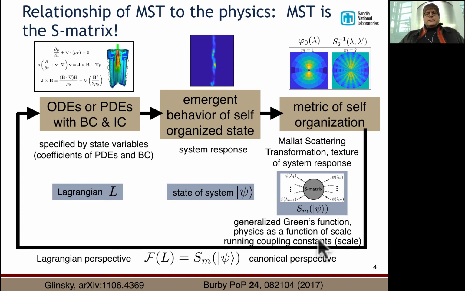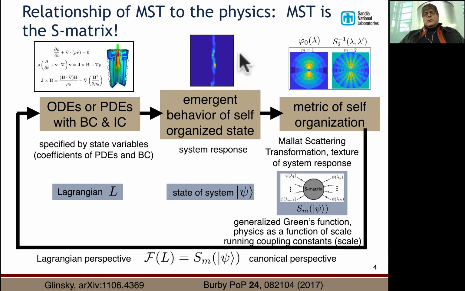What is the relationship of this scattering transformation to the physics? Well, we start off with a Lagrangian perspective, or a system of ODEs that can be generated from a Lagrangian. What's shown here is a typical system, which is an MHD system, and there's some work by Burby that this can be derived from a Lagrangian perspective. This will give you the system response, or the state of the system, or the probability of certain states of the system.